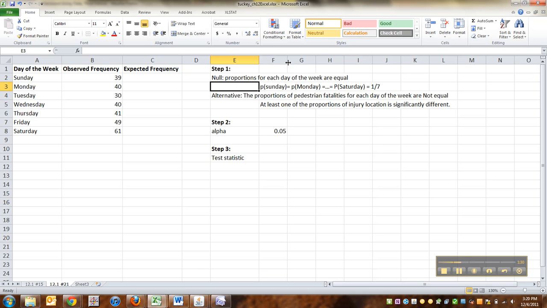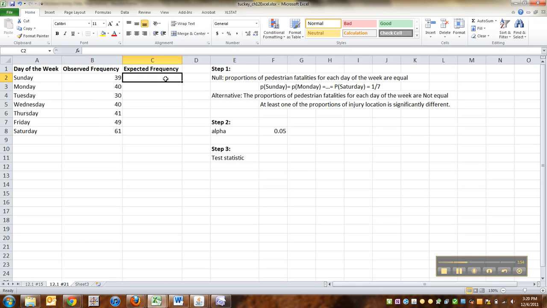Okay? All right, and so the other thing to keep in mind here is I should have probably labeled what proportions I was talking about. So proportion of pedestrian fatalities. Awesome. Okay, so now I've got my observed in here. This is what came from the table that they gave us.